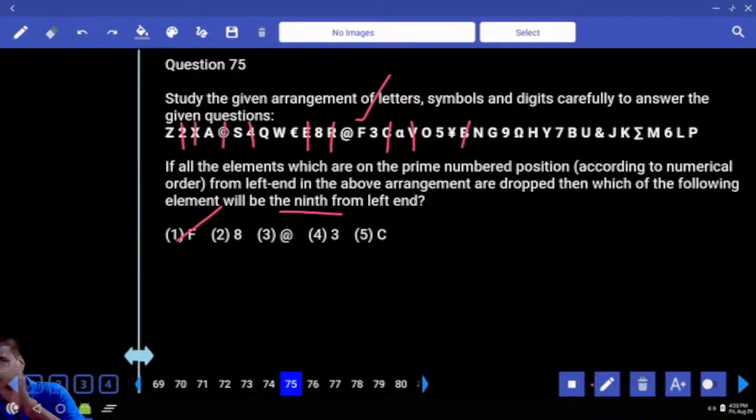All prime numbered position elements are removed. Then you need to count the ninth element from the left hand. Which is the ninth element from the left hand? F. F, that is choice 1, 75.